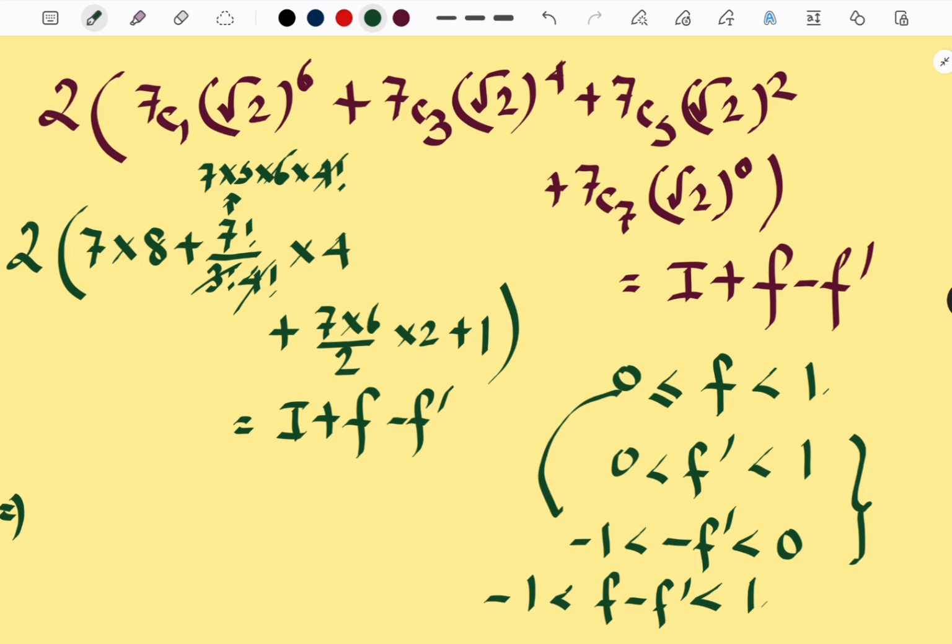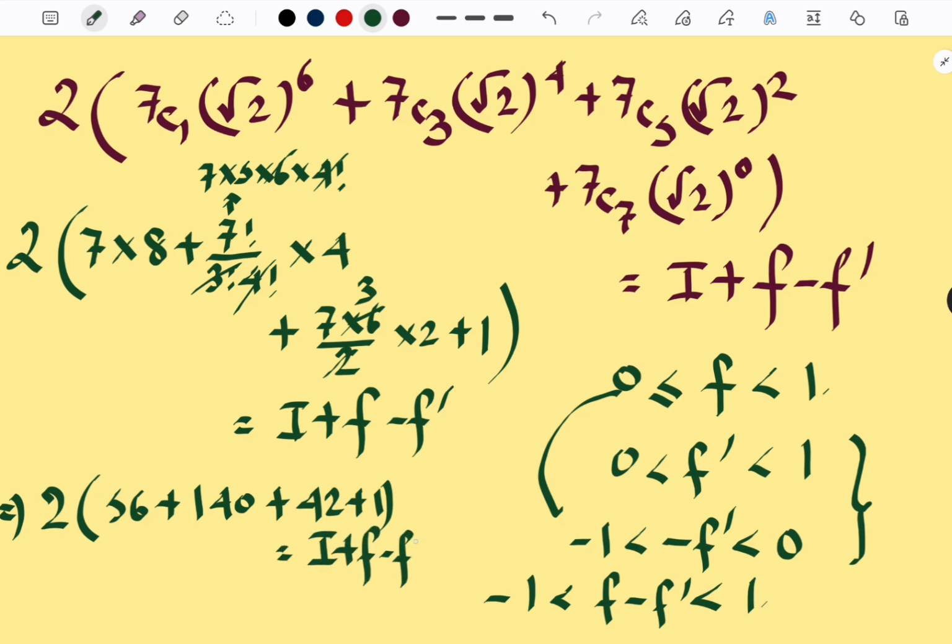Now 7 into 8 is 56. So 56 plus 35 into 4 is 140. Again it will be 42 plus 1. So this will be equal to I plus f minus f'. So this obviously is the equation.